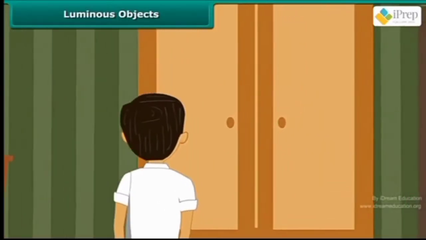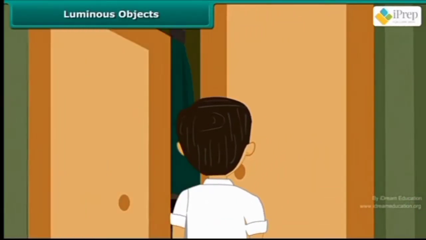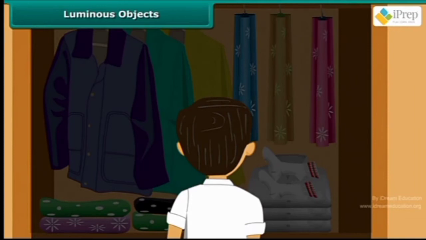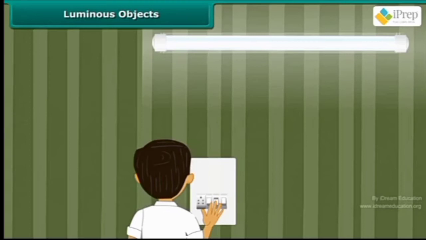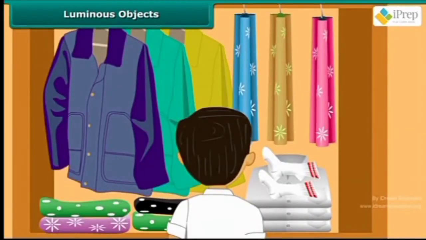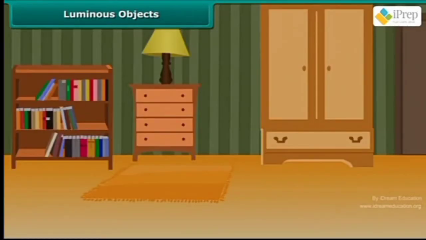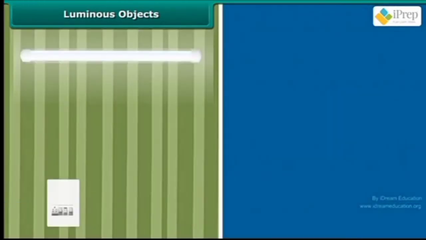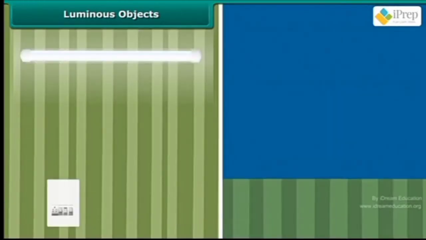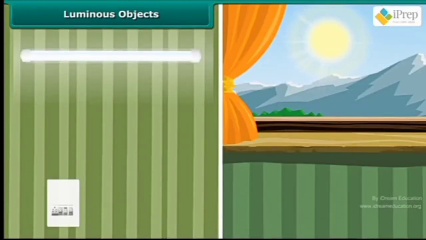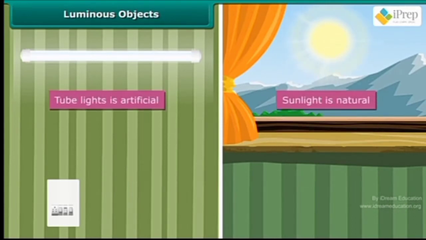Late for school. You're not able to find your socks. You search for them in the cupboard. Since the cupboard is dark, you switch the tube lights on. Once you locate the socks, you switch the lights off because there is sufficient daylight. We just talked about two types of light. The light from the tube lights and daylight, which is the light from the sun. While sunlight is natural, light from the tube lights are artificial.